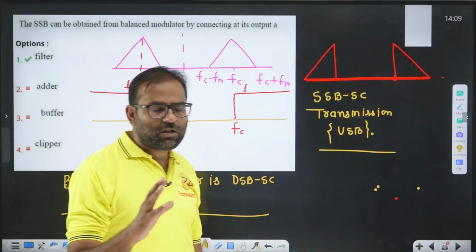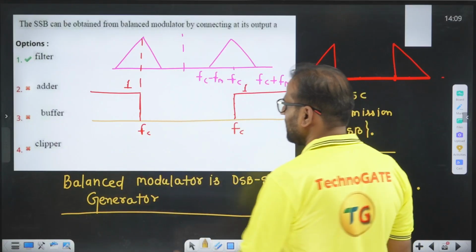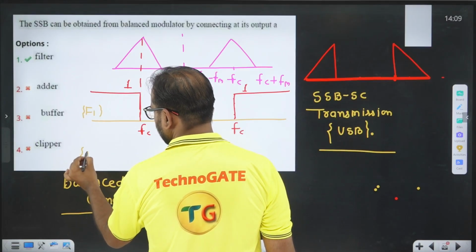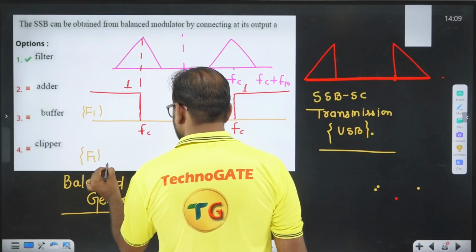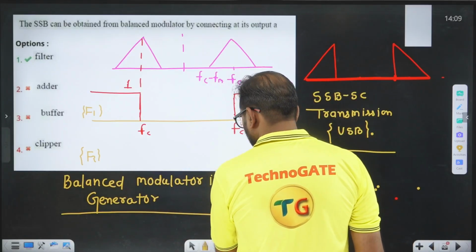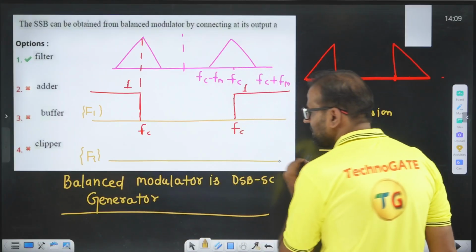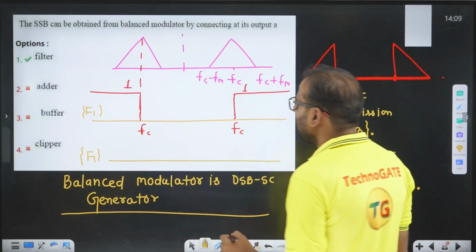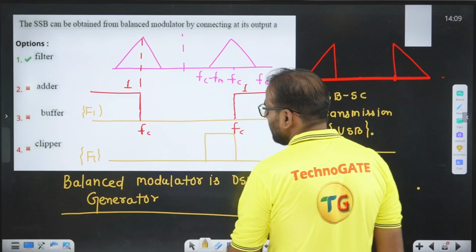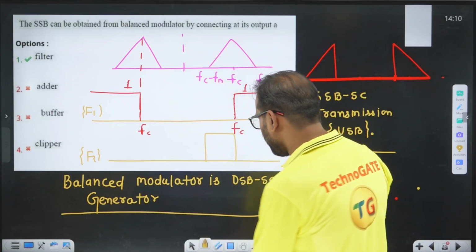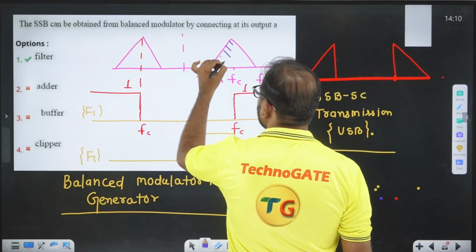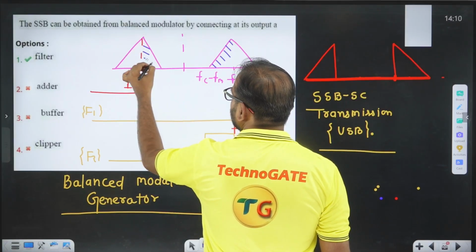And suppose I use a band pass filter. This is the filter number 1 we are having. What is the filter number 2? Suppose I use one band pass filter. If a band pass filter is used, it means I want to use one filter between FC minus FM to FC in this range. Then what will be your output? Your output for the circuit will be this. This you will get from the output.